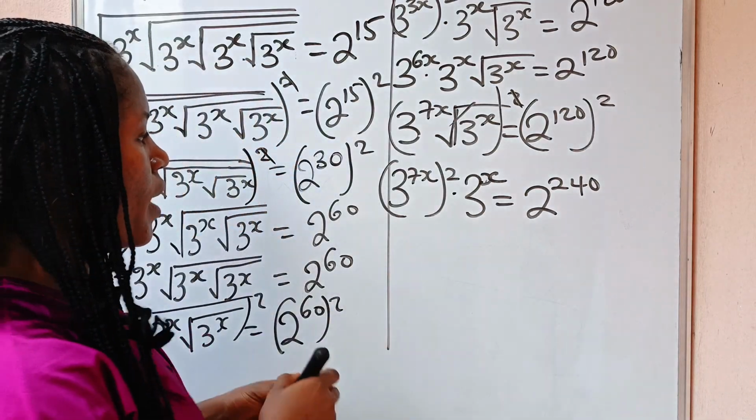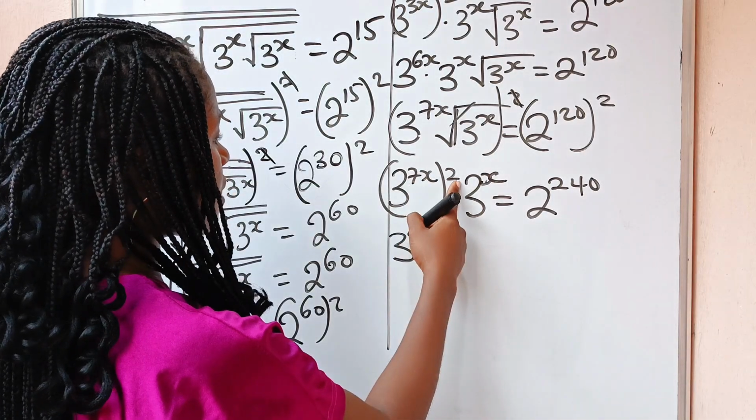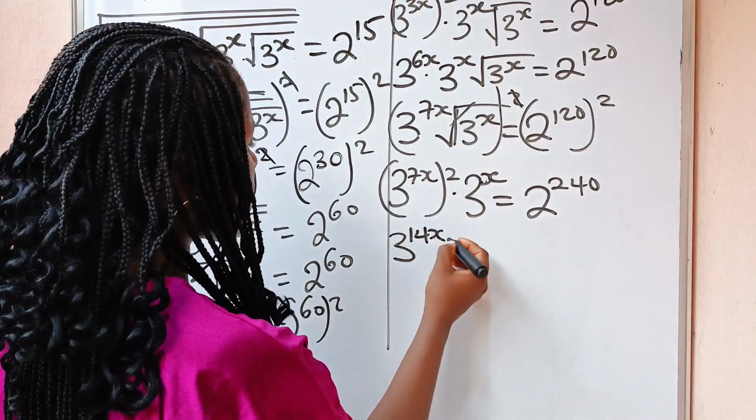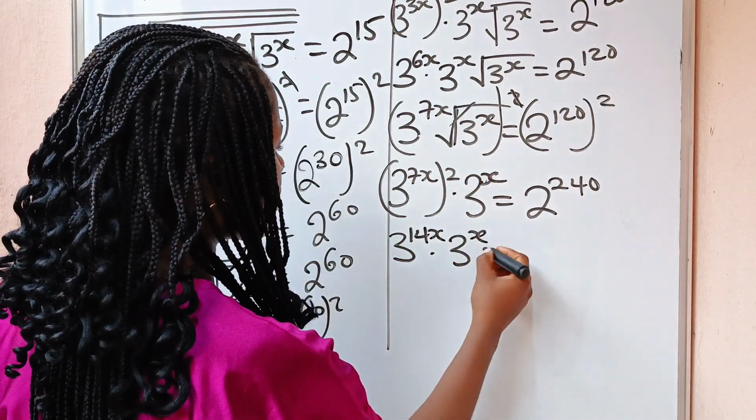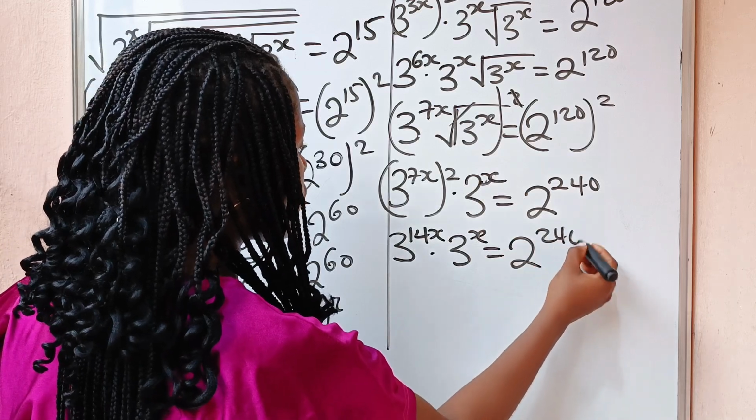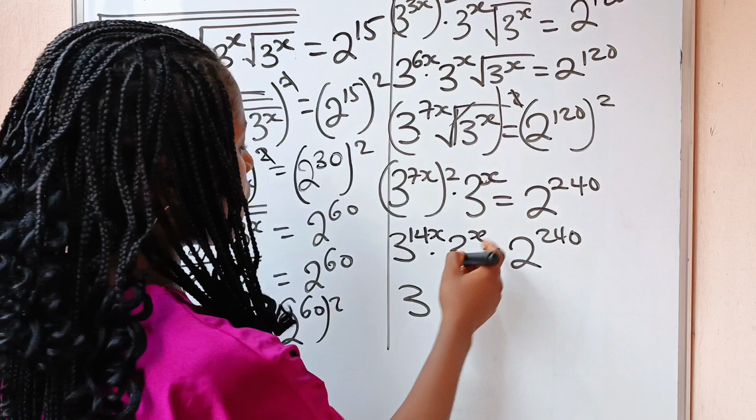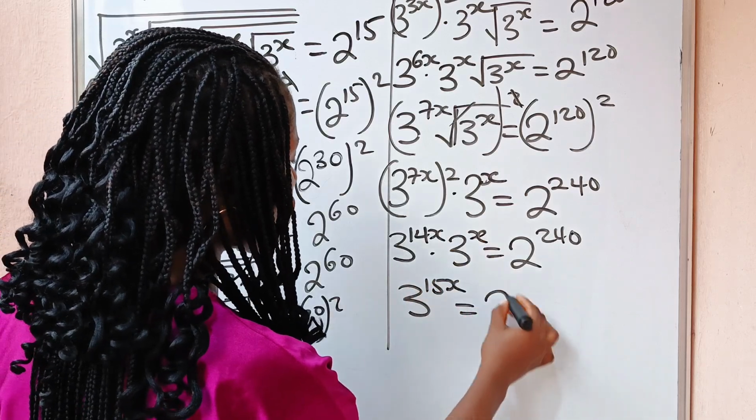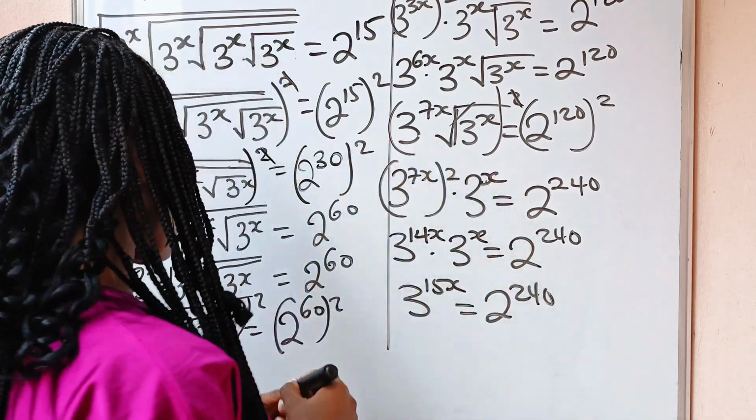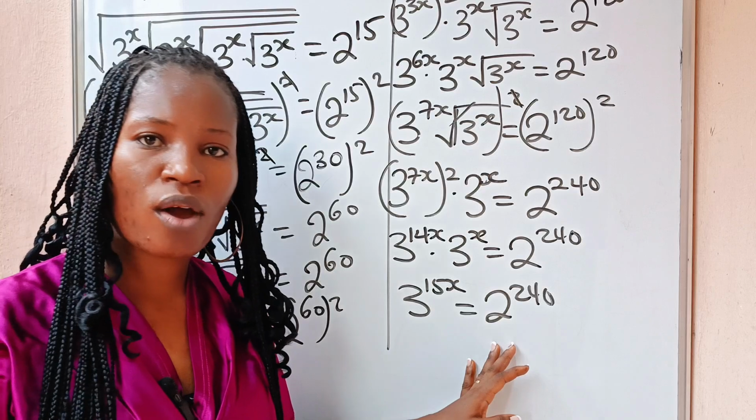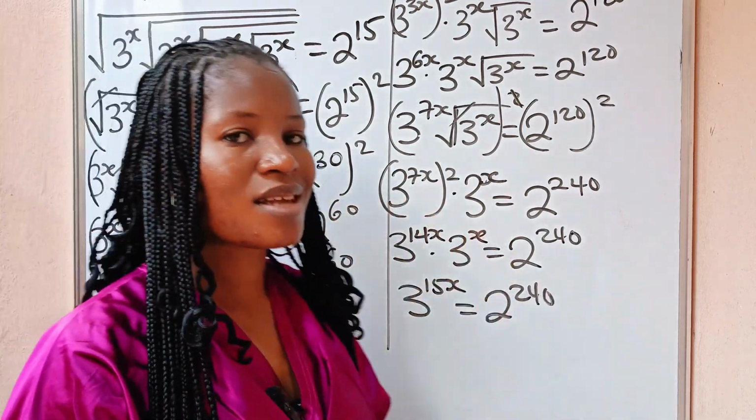So we have 3 to the power of 7x times 2 will give us 14x multiplied by 3 to the power of x is equal to 2 to the power of 240. So we pick one base as usual, we add the powers. 14x plus x is 15x is equal to 2 to the power of 240. Now that we have successfully cleared the square root sign, let's get to the next stage.